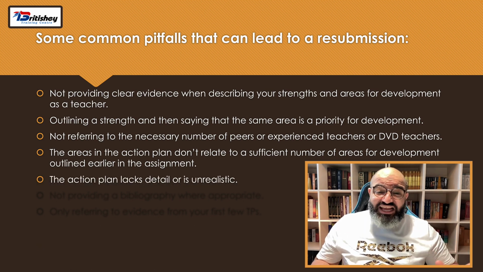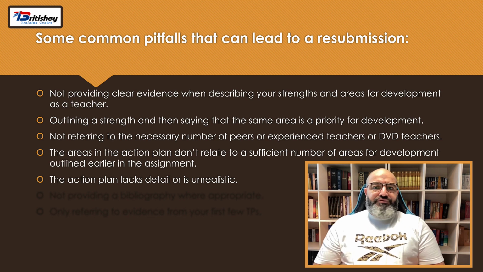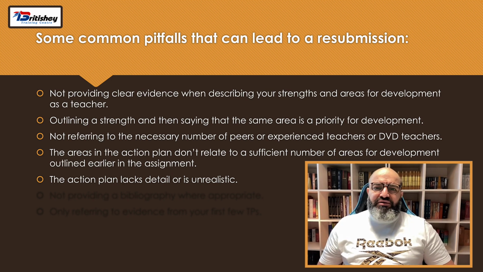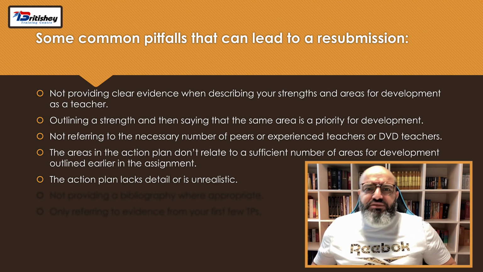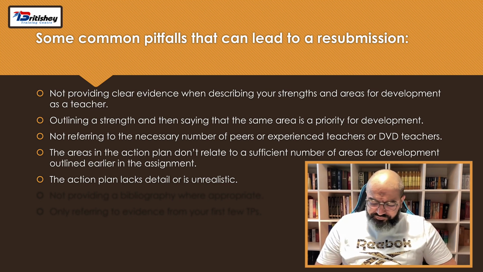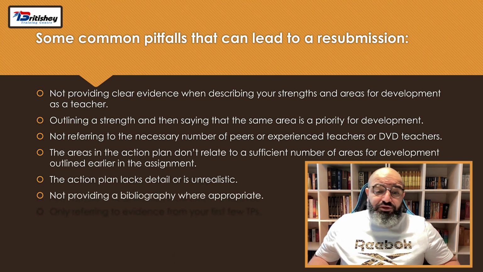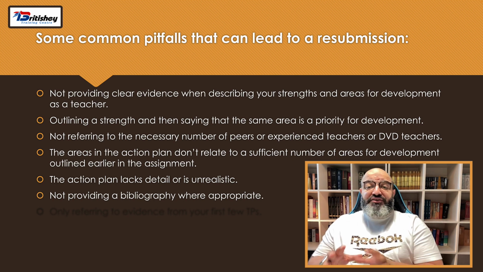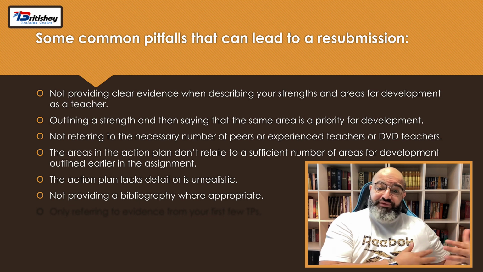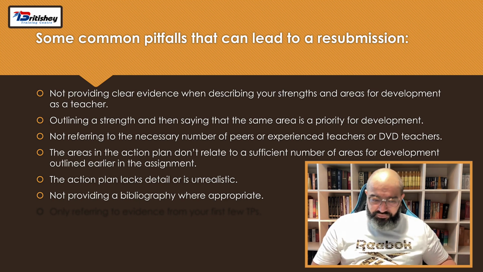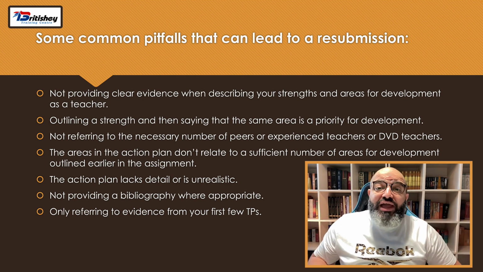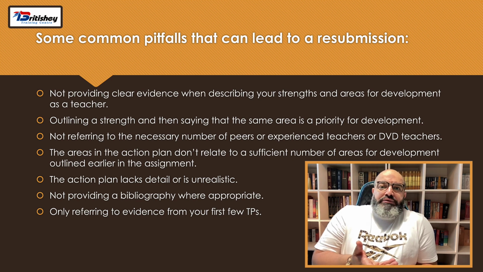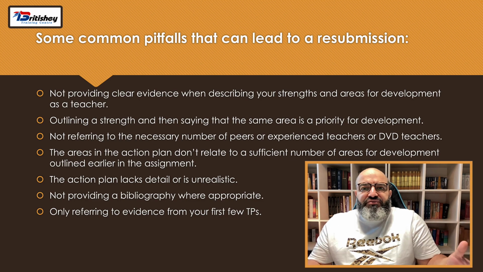The action plan lacks detail or is unrealistic, like you say, I'm going to finish this book in 1 day. I mean, come on, for God's sake. You're not talking to stupid people, so be realistic about your plans. Not providing a bibliography where appropriate, like if you mention some information based on a book or something, then you need to add this to your bibliography. Only referring to evidence from your first few TPs, like the whole assignment is based on TP 1, 2, 3, 4, and nothing is mentioned about TP 5 or 6.